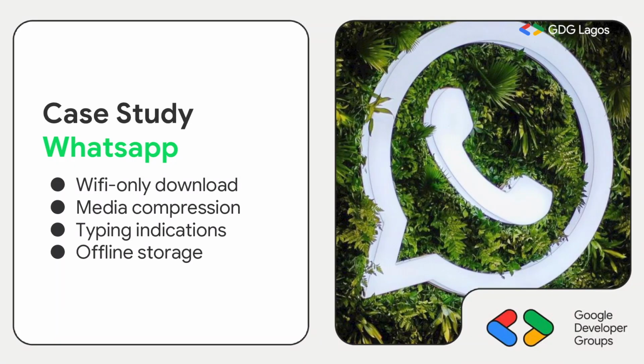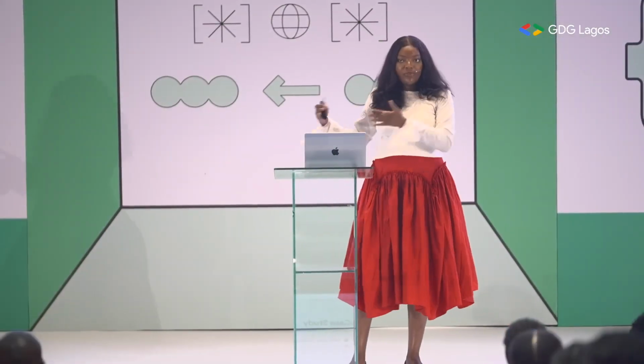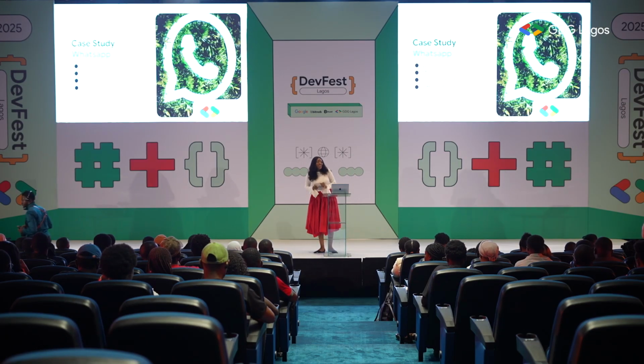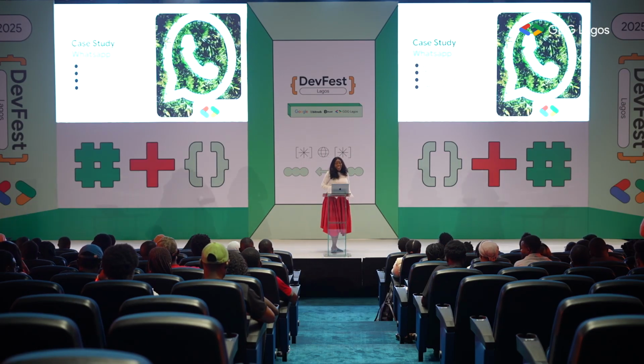A good example of this spectrum, and probably one of the few apps I've studied to be able to come up with the spectrum of intelligent design, is WhatsApp. Are we all familiar with WhatsApp? Yeah, I should hope so.